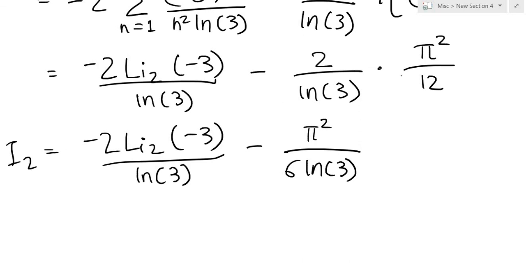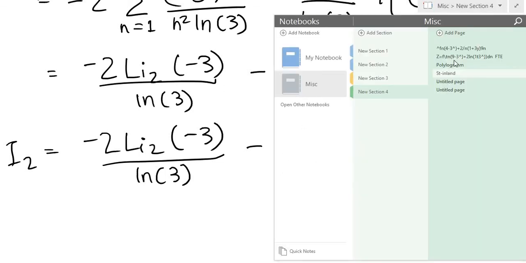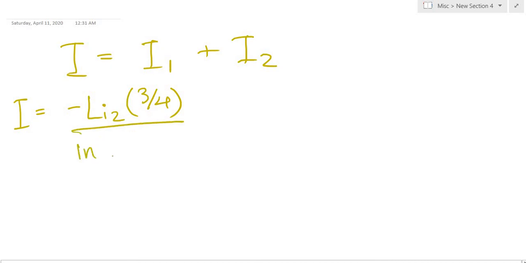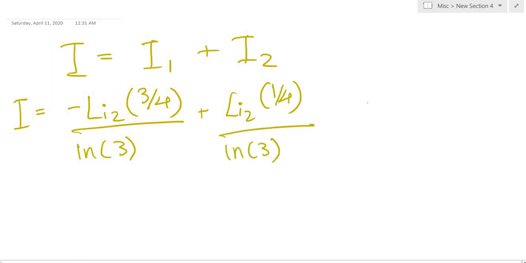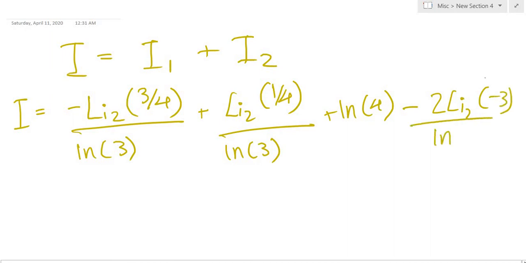This is just your I2, right? And what was our I? It was I1 plus I2, wasn't it? And we have a value for each of them. So I1 is equal to minus the dilogarithm of 3/4 over the natural log of 3, plus the dilogarithm of 1/4 divided by the natural log of 3, plus the natural log of 4, minus 2 times the dilogarithm of negative 3 over the natural log of 3, minus pi squared over 6 times the natural log of 3.